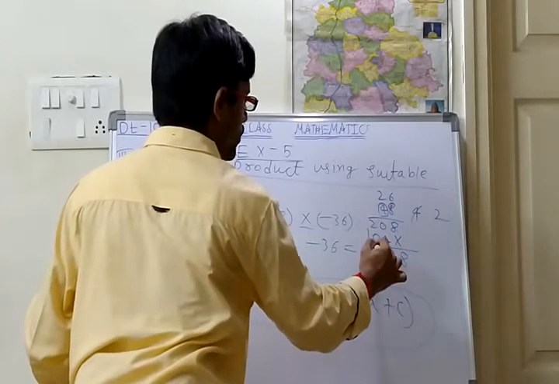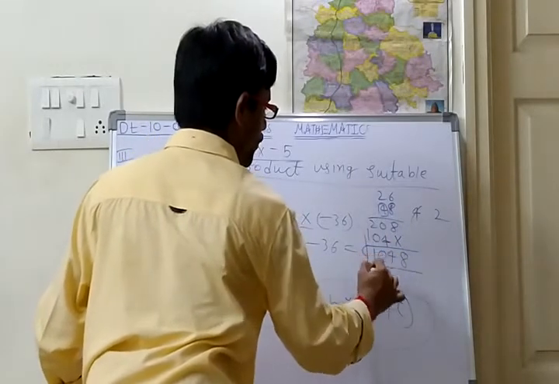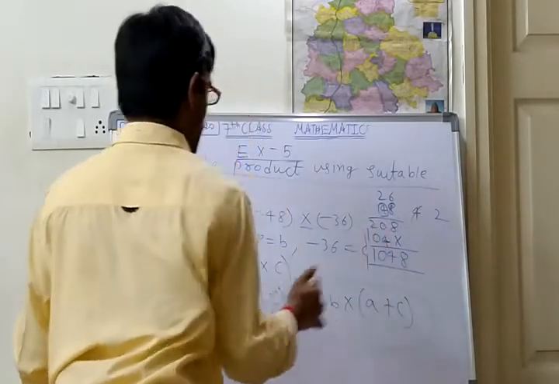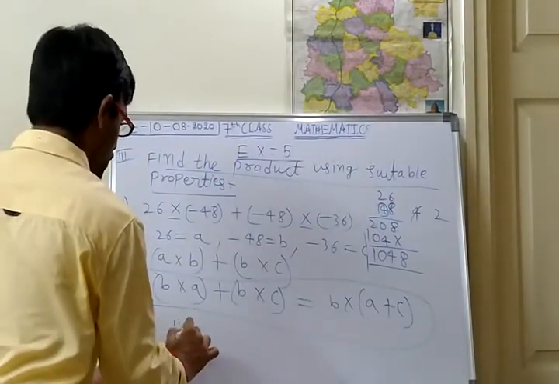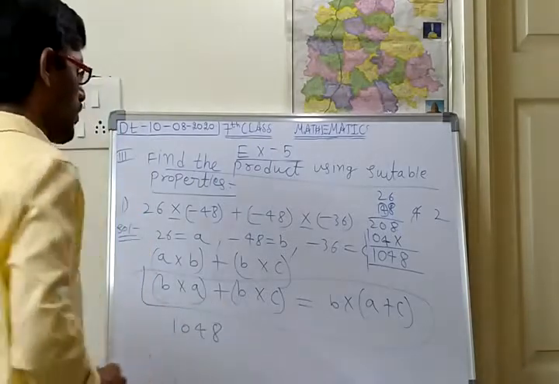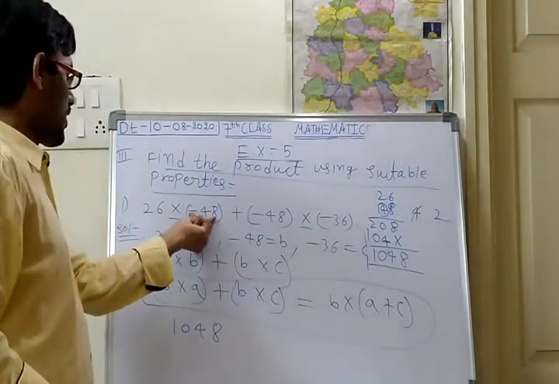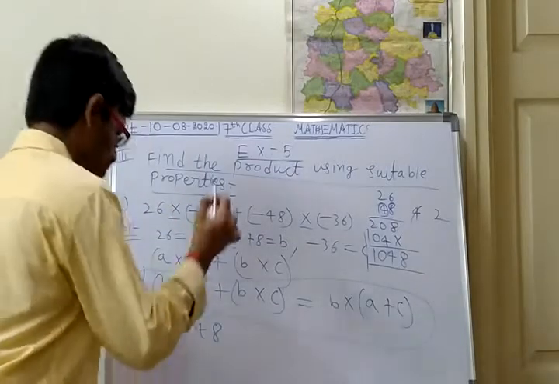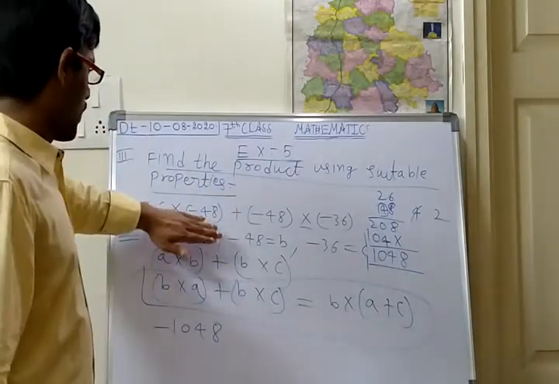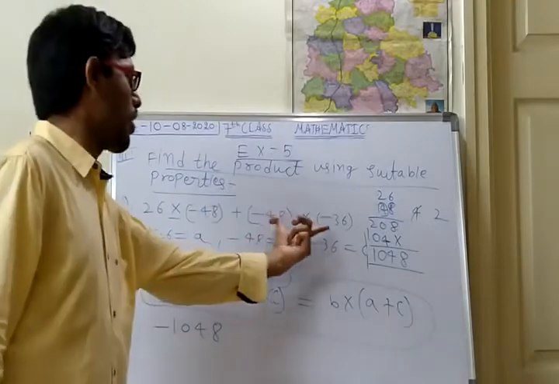1 plus 1, so 1048 is a result. So 26 into 48 is 1048. But here minus 48 is there, plus 26, so plus into minus gives minus 1048. So up to here we have completed. Now we have to find out this one.